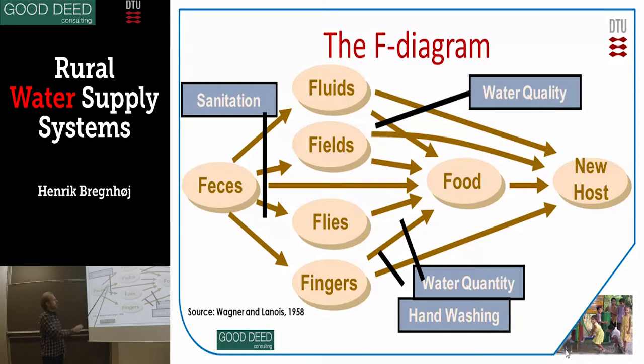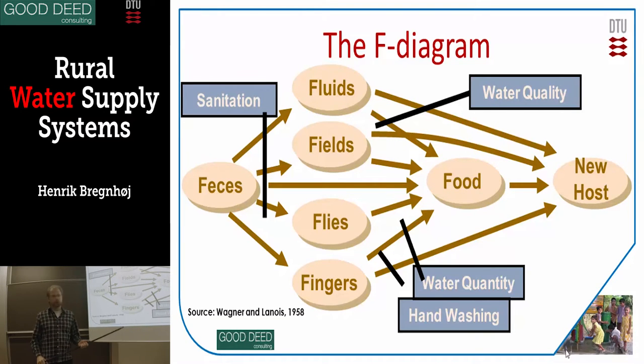And as we see, the first barrier is the sanitation. First of all, to keep the feces away from people, put it into a hole. And the second one, most important here, is the hand washing, because sanitation will break many of the routes here, but not the fingers. And this is where the hand washing comes in.